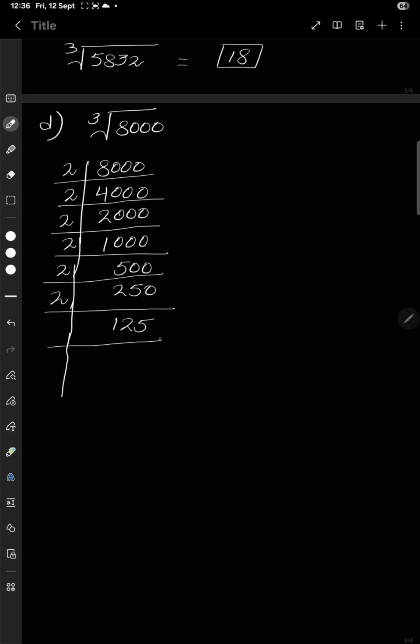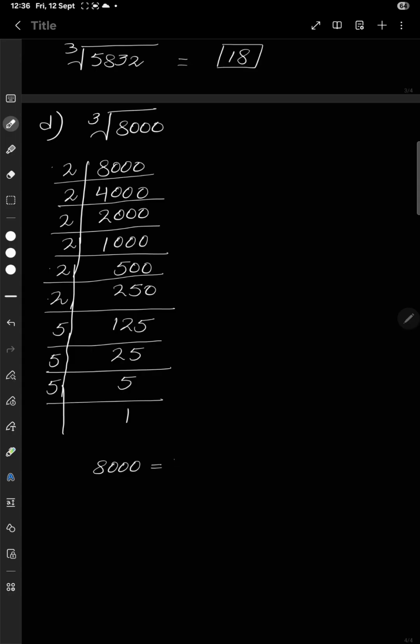125 is not an even number, so it will not be divisible by 2. It will be divisible by 5. When I divide 125 by 5, my answer will be 25. 25 is divisible by 5 and the answer will be 5, and 5 ones are 5. My prime factorization is done. So can I say that 8000 will be equal to how many 2's? 1, 2, 3, 4, 5 and 6.